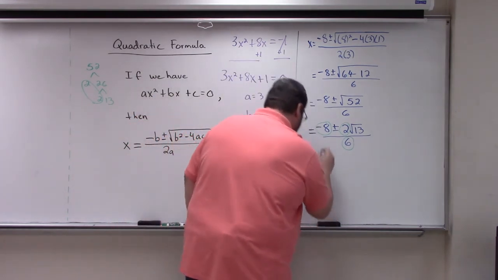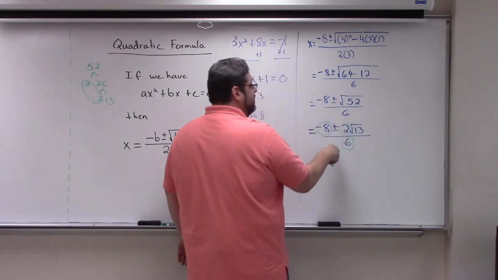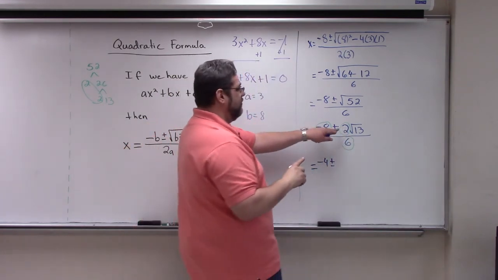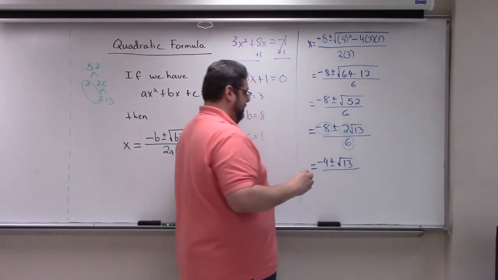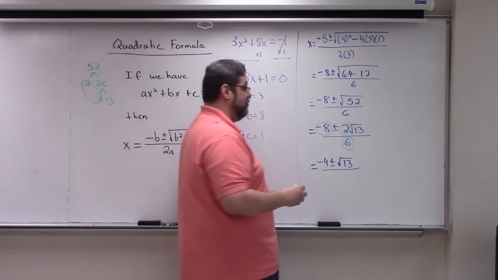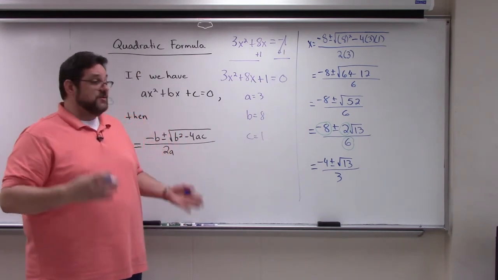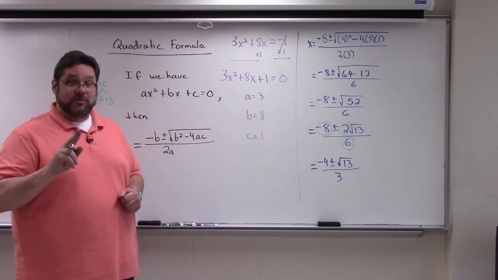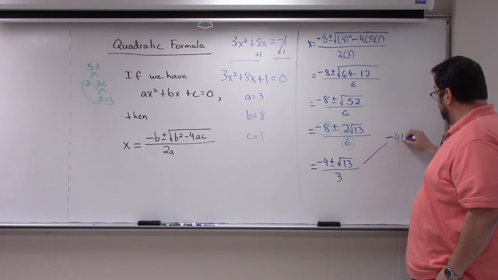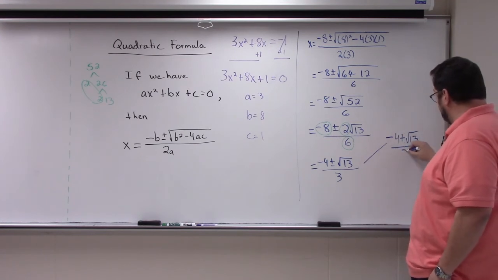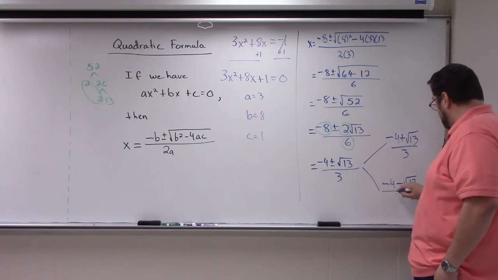So -8 divided by 2 is -4 plus or minus 2 divided by 2 is 1. So I'm not going to write 1 times the square root of 13. I'm just going to write square root of 13. And then what is 6 divided by 2? It's 3. And we've done it. We have solved our last problem together. We have 2 answers. And those 2 answers are going to be -4 plus the square root of 13 over 3. And also we're going to get -4 minus the square root of 13 over 3.